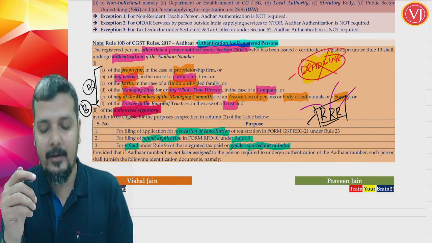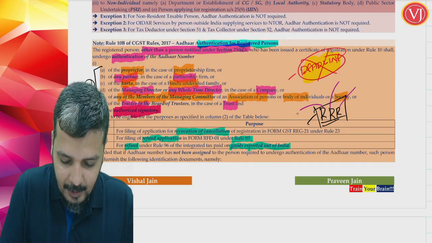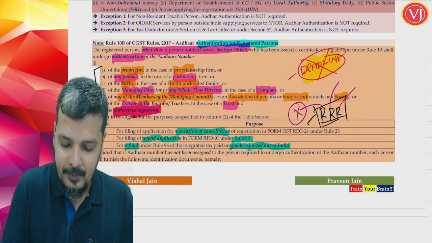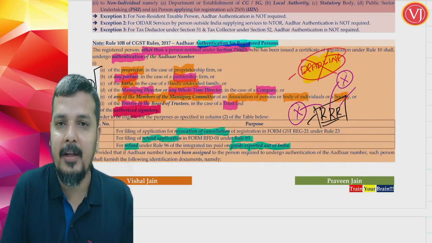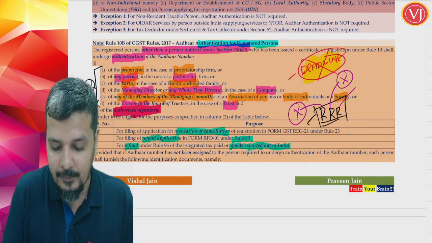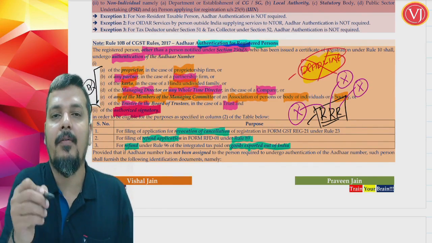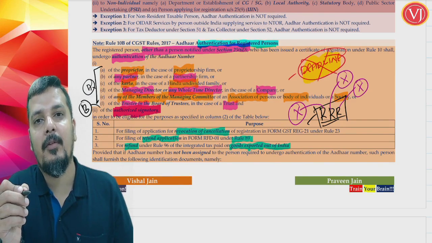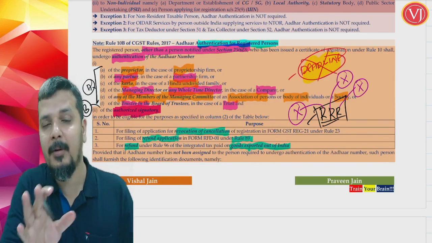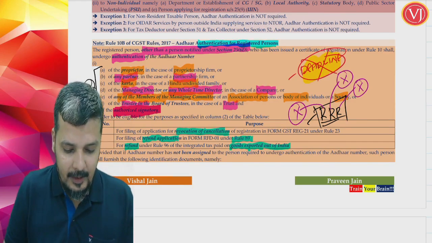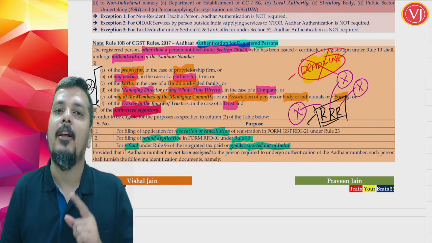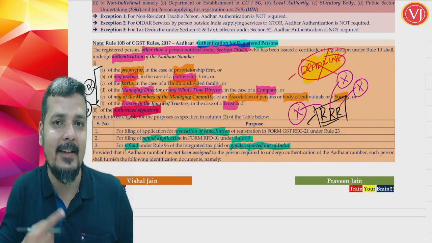If your Aadhaar is not linked, you will not be able to make a revocation application. You will not be able to make a normal refund application under Rule 89, which is RFD 01. You will not be getting the refund of IGST on export of goods, which is automatic. This third refund is automatic, but still you will not be getting that refund. So they are telling that in these three cases, make sure that Aadhaar is linked. So indirectly they are forcing.